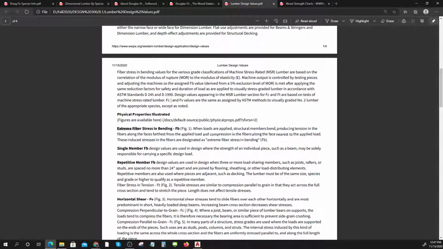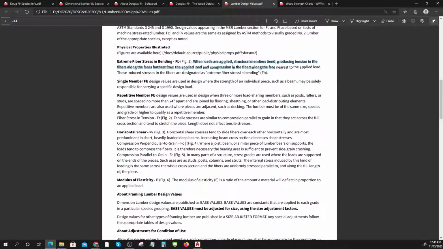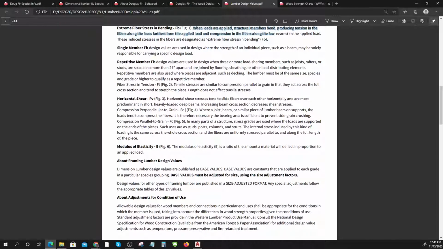If you're going to compare extreme fiber stress in bending, and you go, well, that's like the Charlie Brown teacher that goes wah wah wah wah wah wah wah, and you have no clue what that means. I'm an engineer and I'm not positive I know what that means. I have kind of an idea. You might need to see it in plain English. So there it is. Single member stresses, extreme fiber stress in bending, repetitive member, horizontal shear. Oh, this is all awesome stuff.